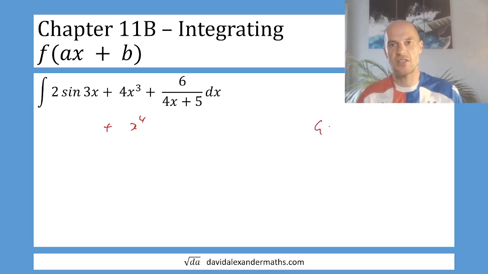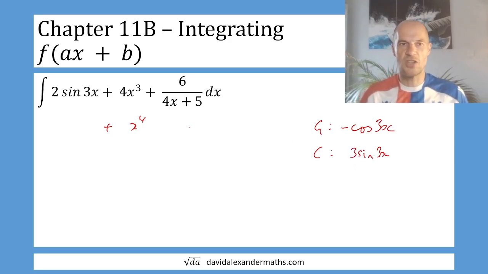So let's just do a guess and check for the 2 sine 3x. I know that minus cos goes to positive sine, so my guess would be minus cos 3x, which will become sine of 3x multiplied by 3, and so that is too big. Therefore my guess is too big, so I want 2/3 of minus cos of 3x, so that's going to be minus 2/3 cos 3x plus x to the power of 4.